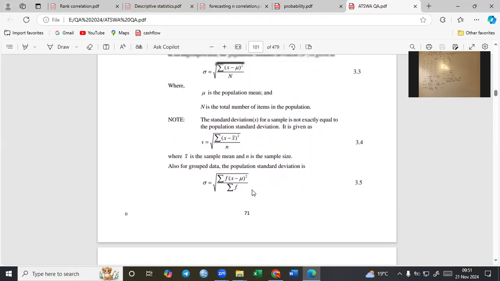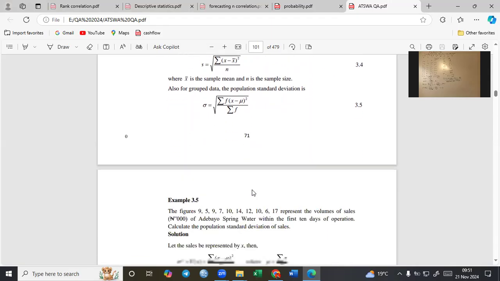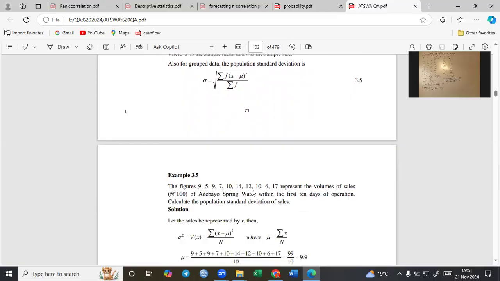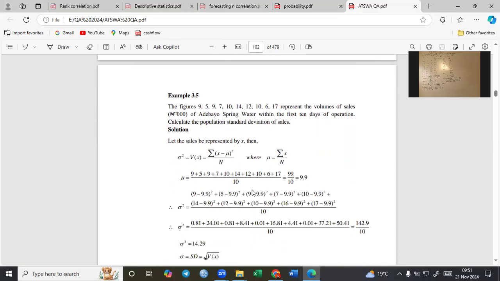Also for grouped data, this is how you get standard deviation. The standard deviation is equal to the square root of summation of frequency times (x minus mu) squared over the summation of frequency. That one is okay. We have an example there.